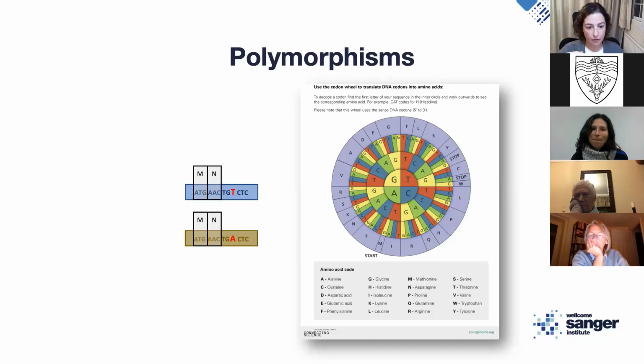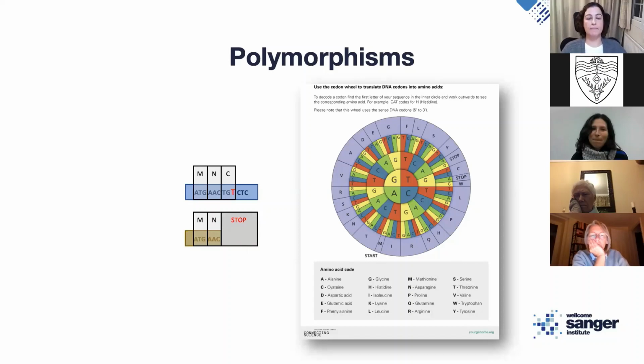Now, if we continue, AAC will code for an asparagine, which is another amino acid, the amino acids being the bricks within the protein. And then we reach the polymorphic position where there are 2 options. You can have TGT or TGA. If you have TGT, it will code for a cysteine, whereas if you have a TGA, it will code for a stop codon.